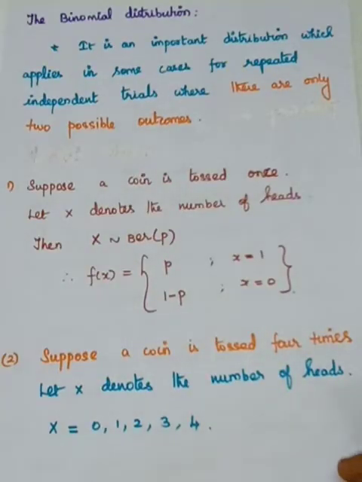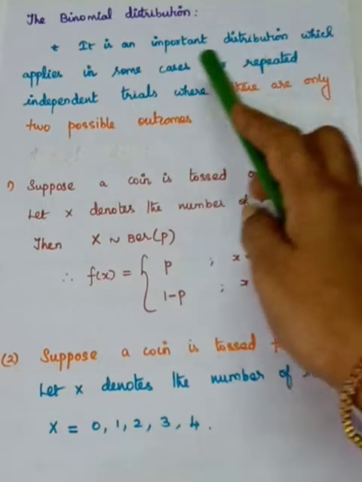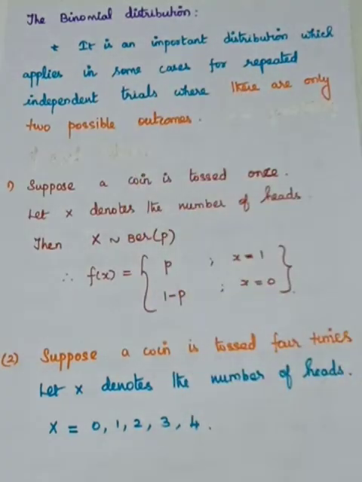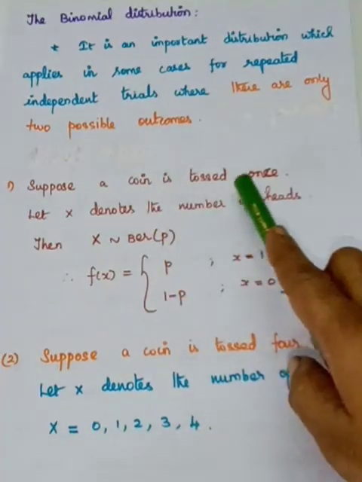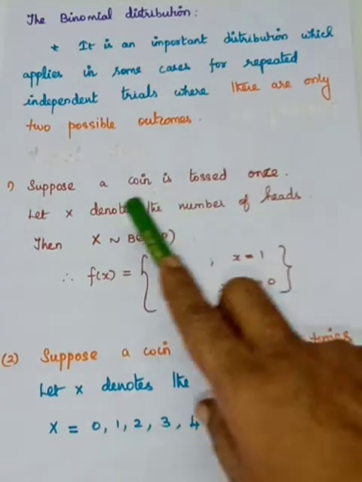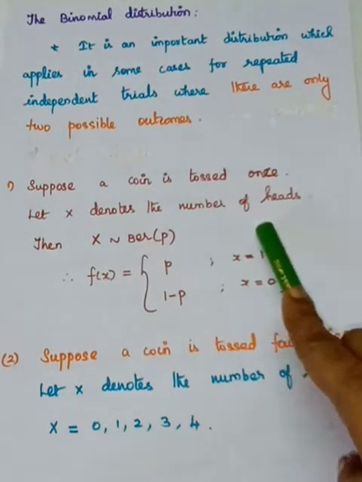Next we are moving to the binomial distribution. It is an important distribution which applies in some cases for repeated independent trials where there are only two possible outcomes. In the binomial distribution, we will use Bernoulli trials. You see the difference. Okay, suppose a coin is tossed once. If X denotes the number of heads, X denotes the number of heads.